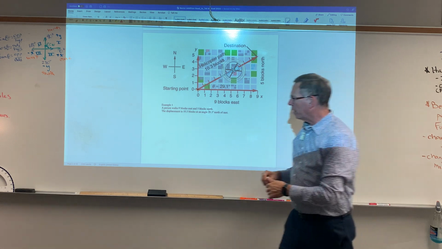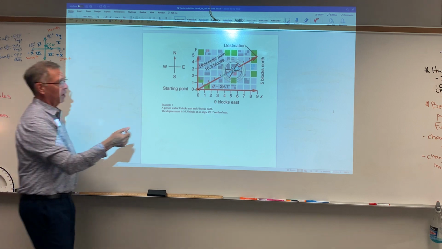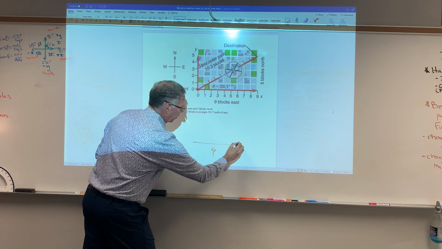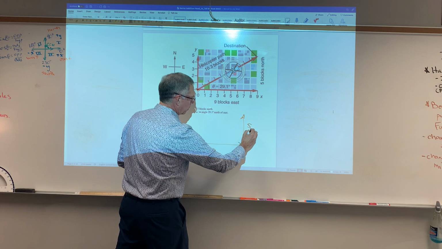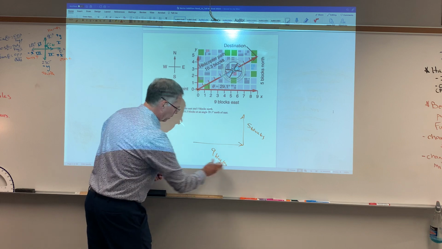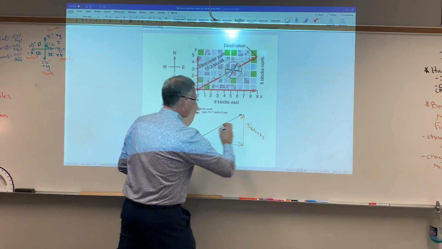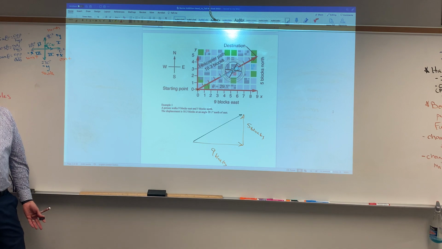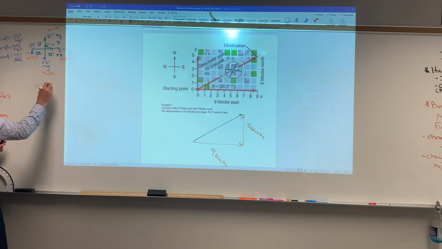Okay. Now, mathematically, this one's a pretty simple, straightforward kind of problem. All right. 9 blocks to the east. They turn. They go 5 blocks north. Okay. And the question is, what's the hypotenuse? How far are they from where they started? What's the length of this resultant? Okay. So another term that you need to know is resultant.